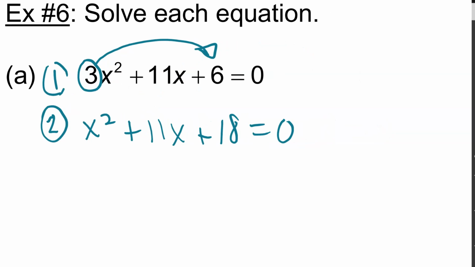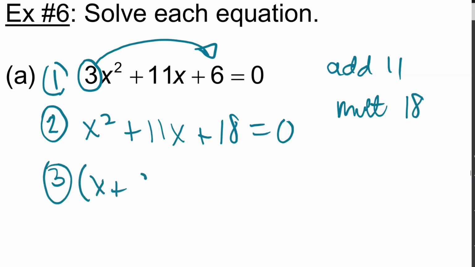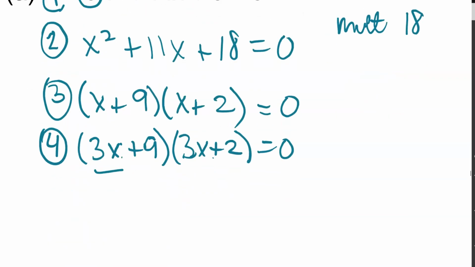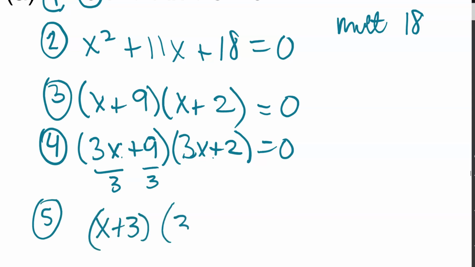So I want to know what is going to add to 11 and multiply to 18: 9 and 2. x plus 9, x plus 2. Equals 0. You're one step ahead of me. Then I'm going to rewrite this, putting my original coefficient back in front of x. Oh my gosh, I see I have a common factor. So I have x plus 3 and 3x plus 2.